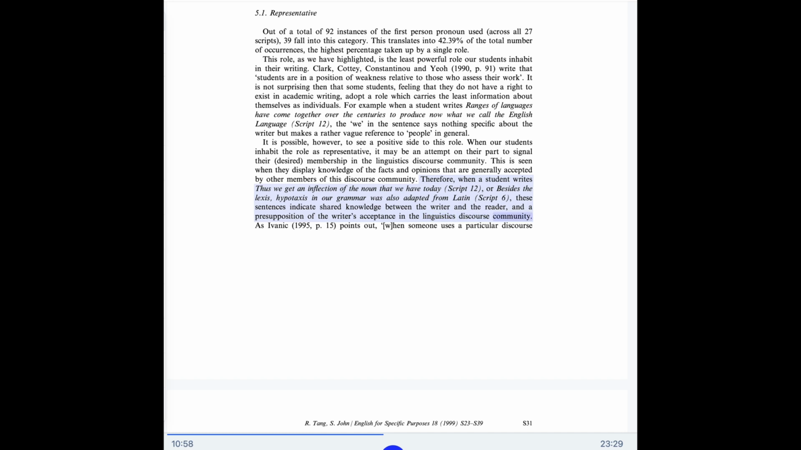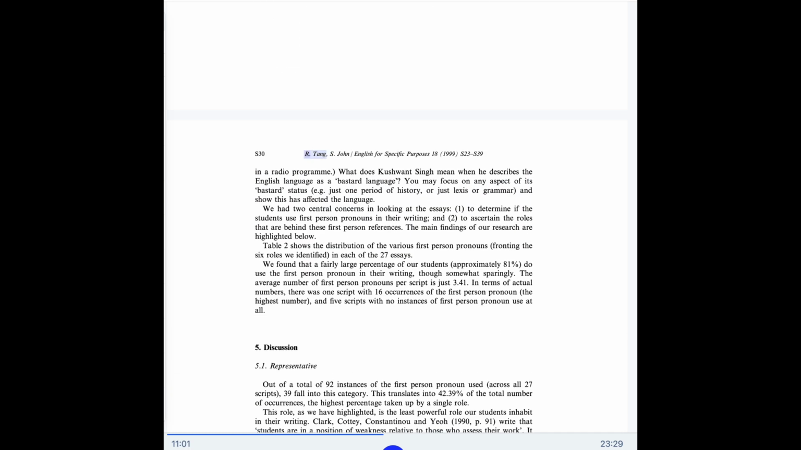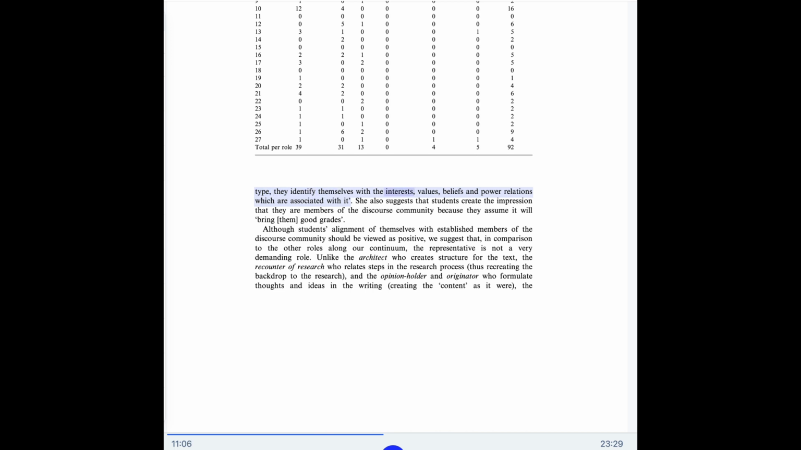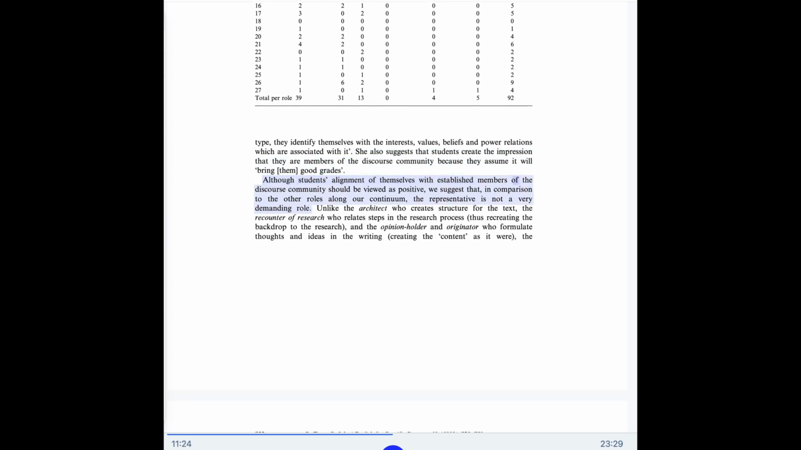As Ivanič (1995, p. 15) points out, when someone uses a particular discourse type, they identify themselves with the interests, values, beliefs, and power relations which are associated with it. She also suggests that students create the impression that they are members of the discourse community because they assume it will bring good grades.